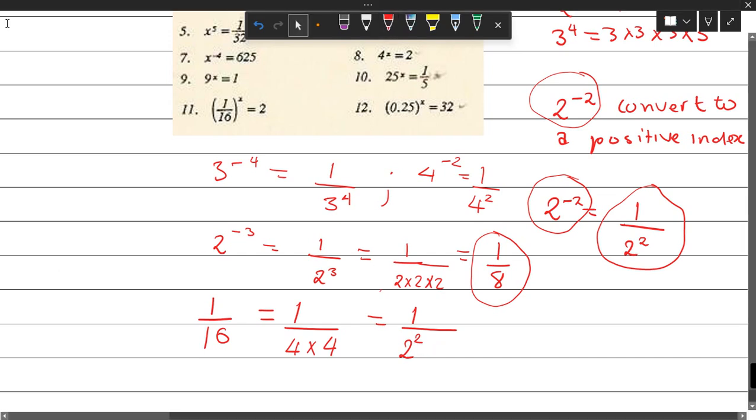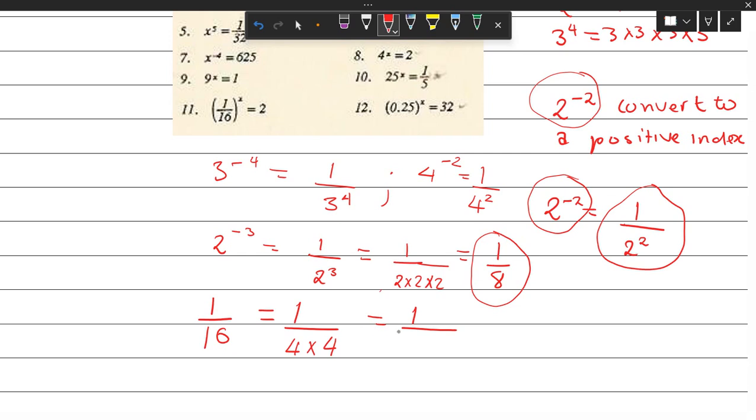So you say 4, this one is 2 multiplied by 2, then multiplied by this other 4 here, which is 2 multiplied by 2.